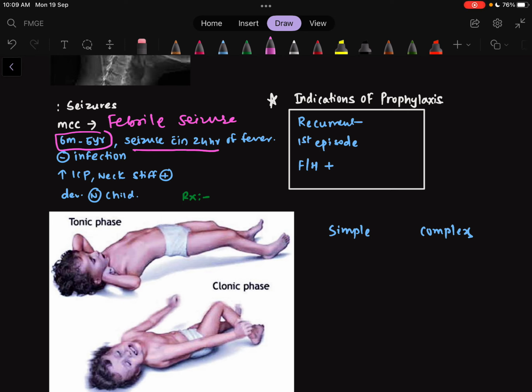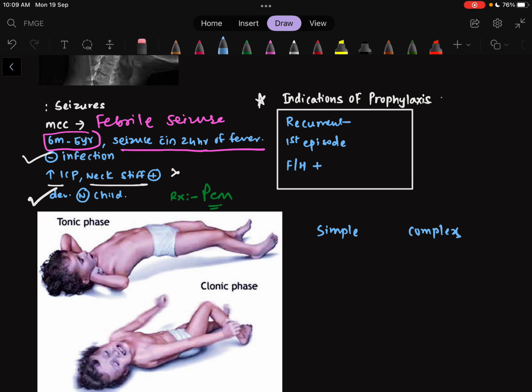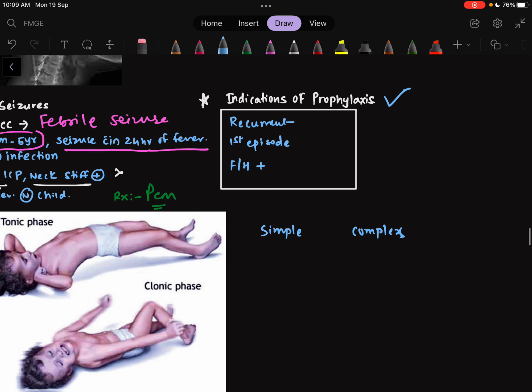Seizure should be within 24 hours of onset of fever, and there should not be any infection or any meningitis symptoms like increased ICP or neck stiffness, and febrile seizures are seen in developmentally normal children. So management can be, we can give PCM for fever control, and for seizure control we can give benzodiazepine like midazolam, diazepam or lorazepam.